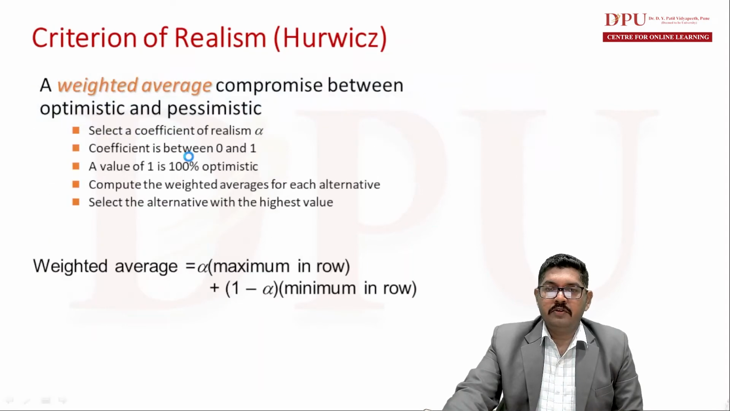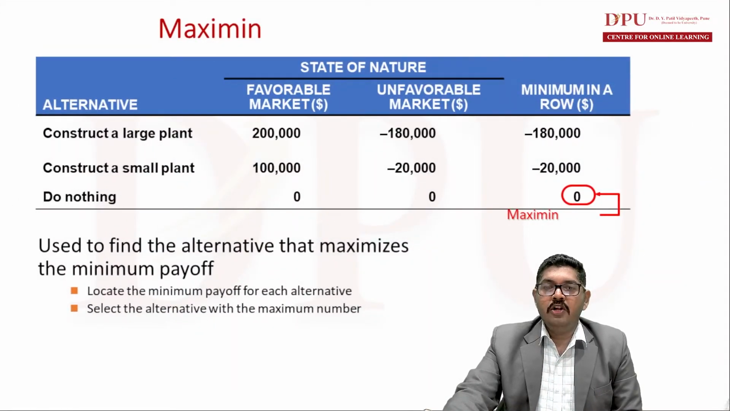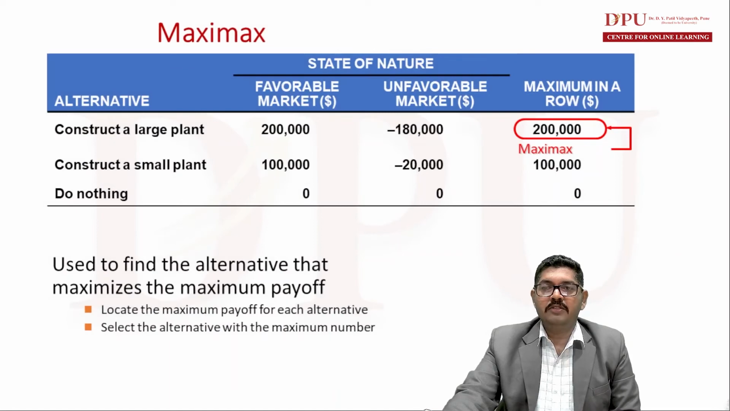According to the maximin criteria, doing nothing is the best solution, right? Because this is a pessimistic approach, and according to it, there would be a loss of minus 1,80,000 if the market is unfavorable. If we construct a small plant, there will be a loss of minus 20,000, and if we choose to do nothing, there will not be any loss or any profit. So this is the best solution as per the maximin criteria. As per the maximax criteria, the best solution is to construct a large plant, because the maximum payoff available is 2 lakh under optimistic conditions.